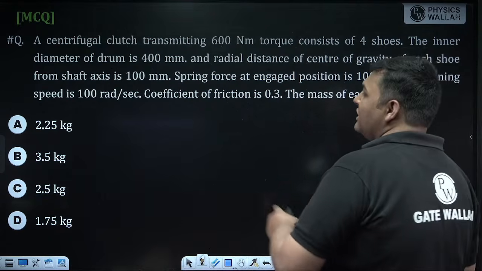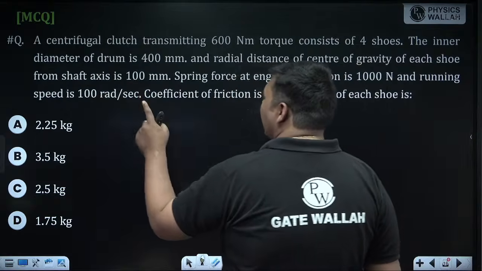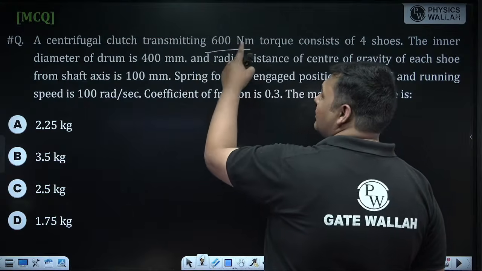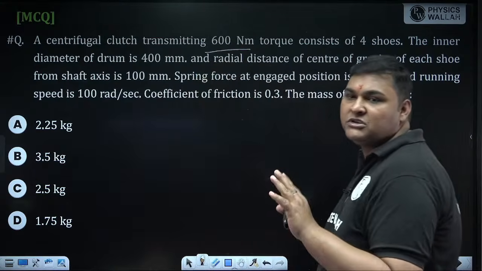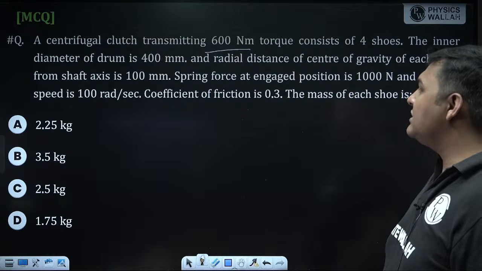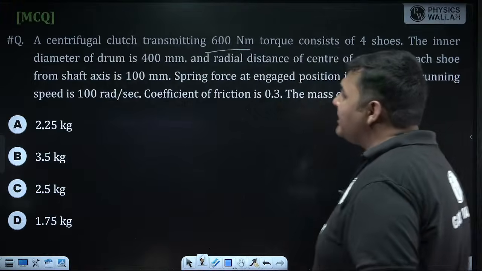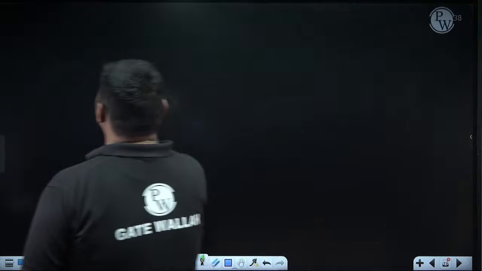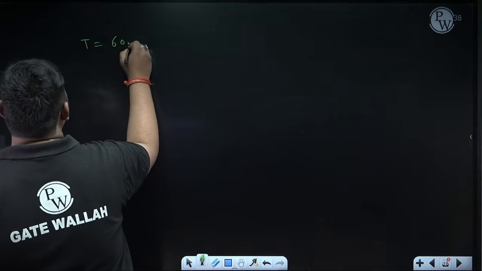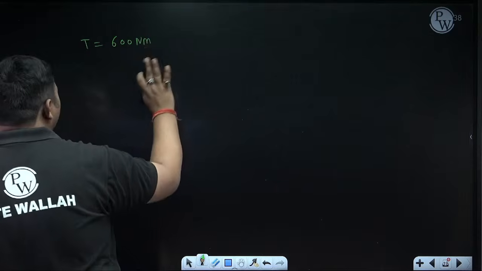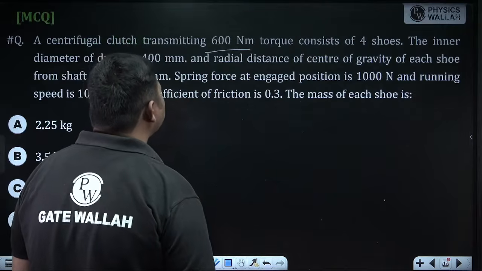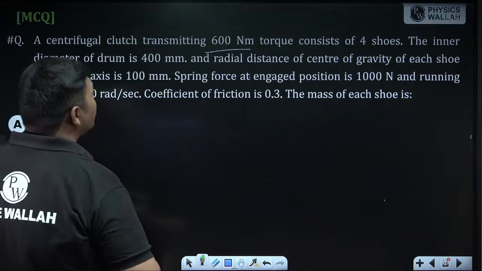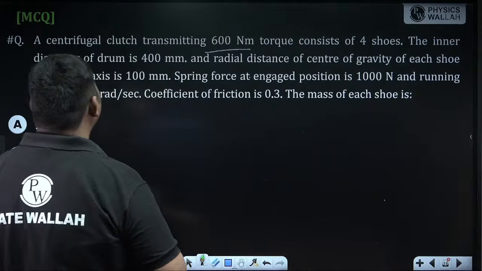Mass of shoe. Definitely whatever running speed is given, that is engaged position. Because torque transmitted by clutch is given, and torque will only transmit at engaged position, so it is engaged position. Now what is the mass of shoe? First I am writing the given data. See here, the torque transmitted by the clutch is 600 Newton meter. In centrifugal clutch, I generally use SI units, which take force in Newton, distance in meter. Number of shoes I am denoting as Z, it is 4.